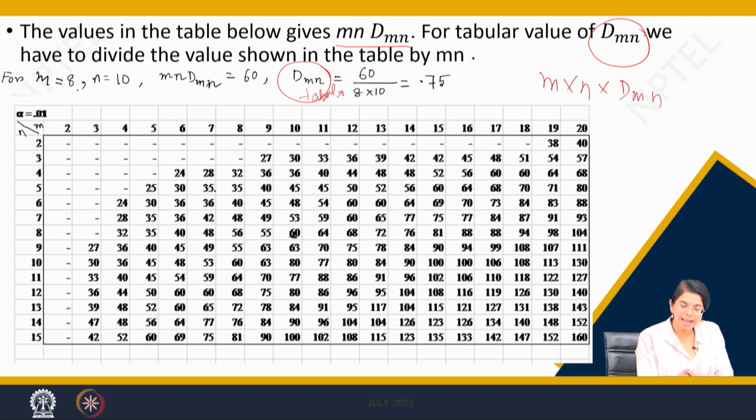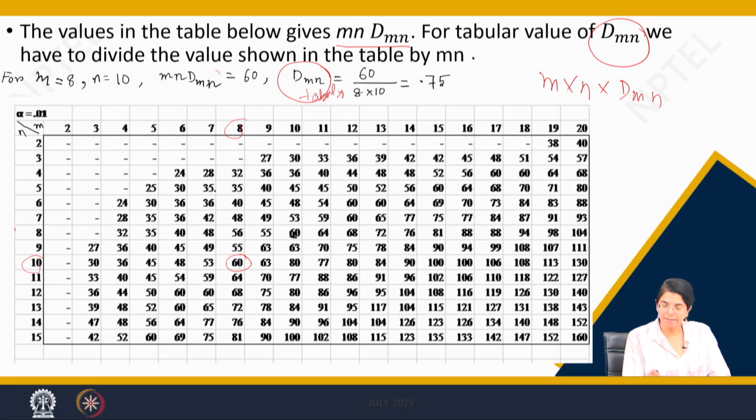For m is equal to 8 and n is equal to 10, see, m is equal to 8 is this column and n is equal to 10 is this row. So which one is the intersection of this? That is 60. This value is not the value of dmn, as I have told you. This value is m into n into dmn. Altogether the result is given in the table and that is 60.